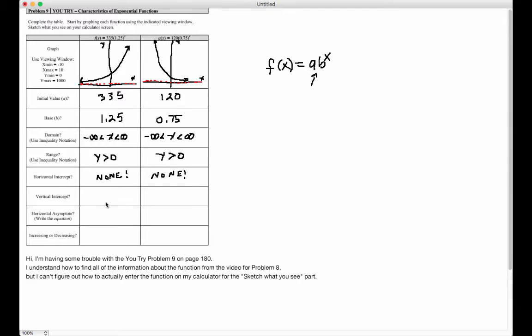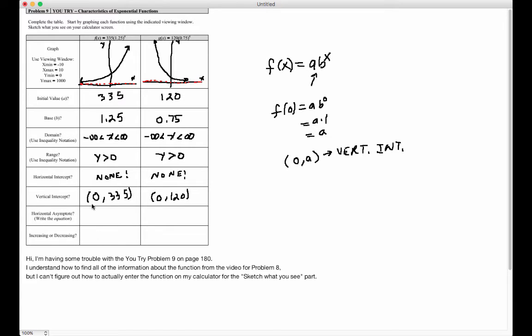What about the vertical intercept? Well, go consult a, because if you take a look at f of 0, you're going to get back a times b to the 0 power, which gets me a times 1, which gets me back a. In other words, the ordered pair (0, a) will be our vertical intercept. So you just got to look for a, and you've got the vertical intercept. So in our first case, our vertical intercept is going to be at (0, 335). And in the second one, our intercept is going to be at (0, 120).